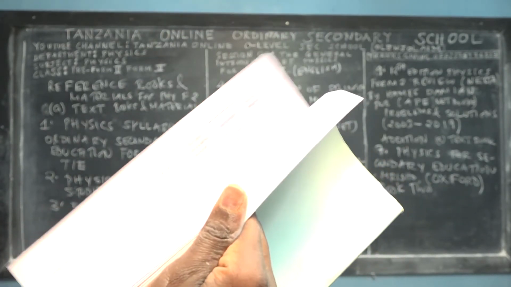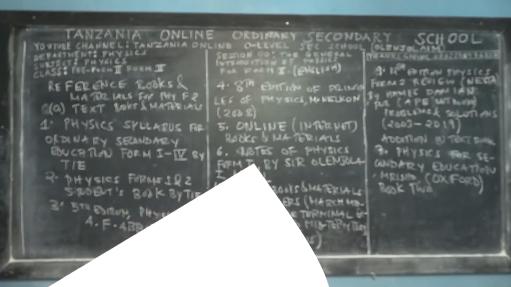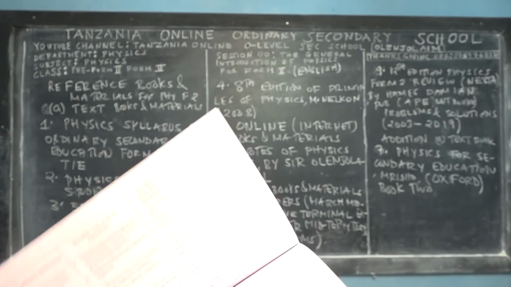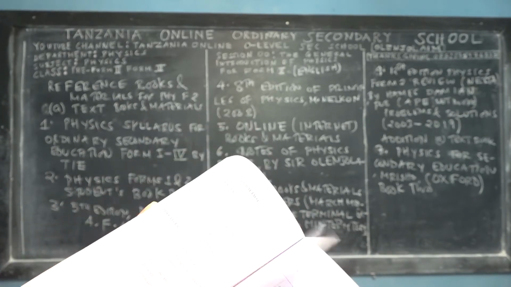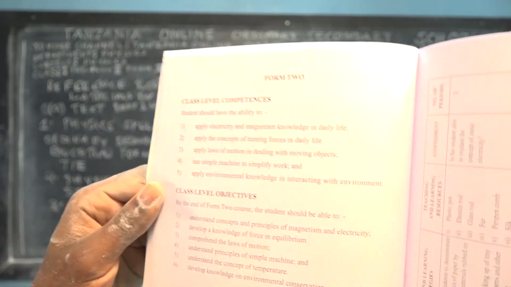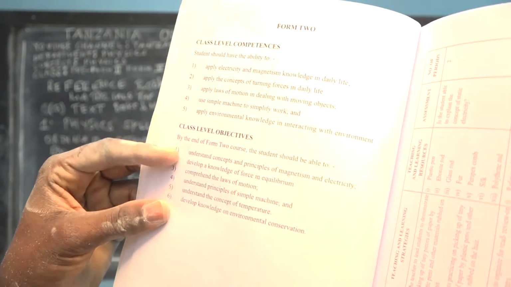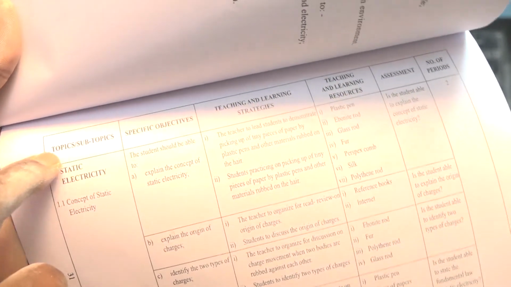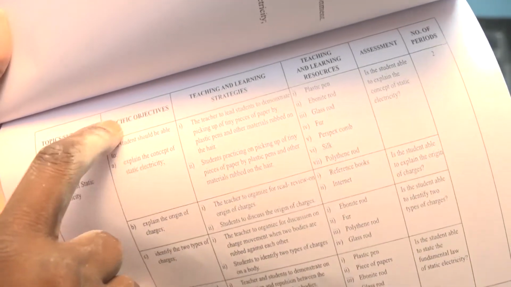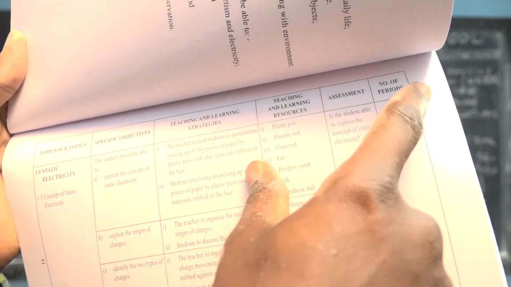So if you get into this book, you find that the first part explains the topics for Form 1, and the second part explains the topics for Form 2. So you see, this is the page for the Form 2 syllabus. Class level competence, class level objectives, you learn them, and then here you see the columns, right? These columns are very important, very essential in learning. Here we have topic, subtopics, specific objective, teaching and learning strategies, teaching and learning resources, assessment, number of periods.